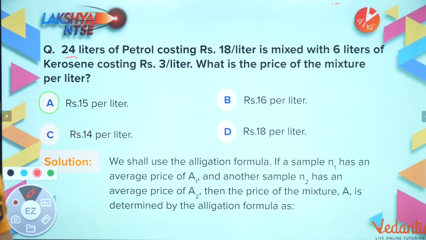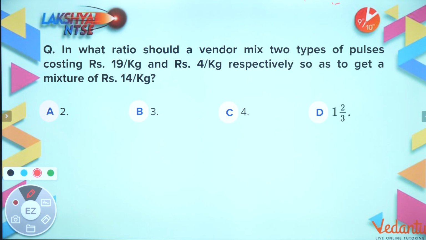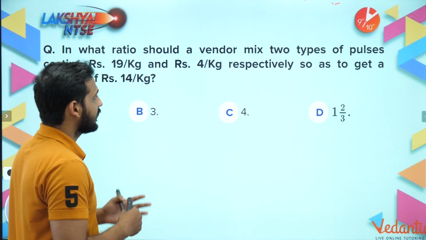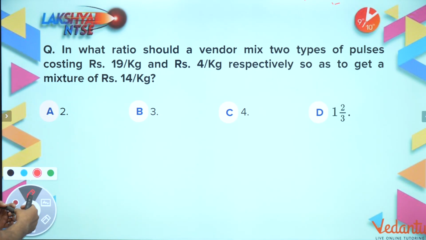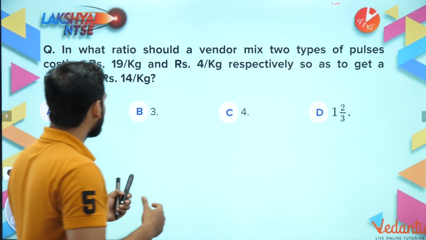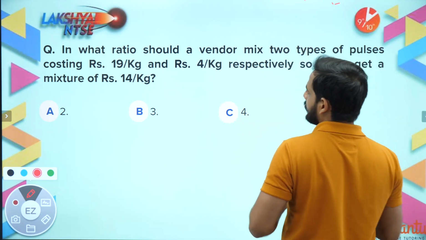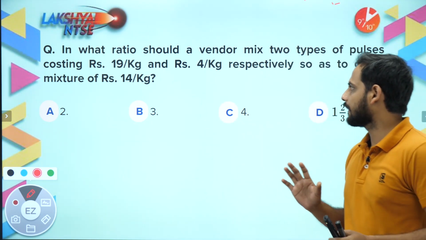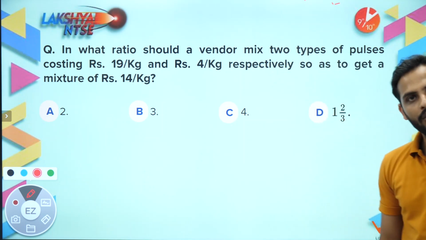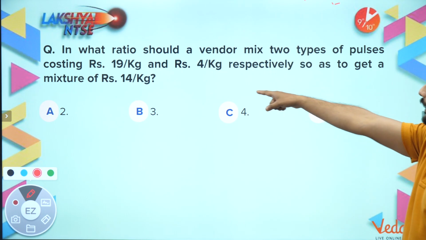The next question we have is, in what ratio should a vendor mix two types of pulses costing rupees 19 per kg and rupees 4 per kg respectively, so as to get a mixture of rupees 14 per kg? So now this person is asking in what ratio he should mix two types of pulses. One is costing rupees 19 per kg and the other is costing rupees 4 per kg, so as to get a mixture of 14.